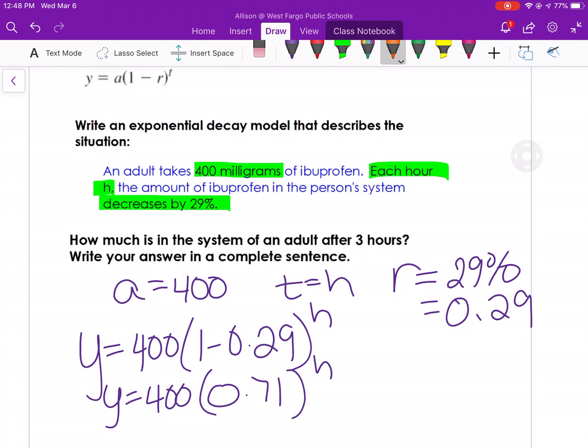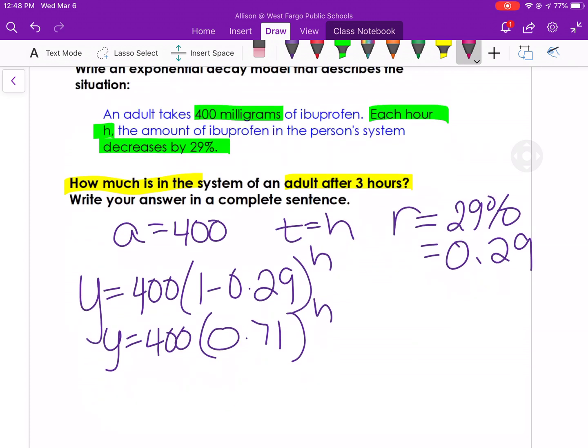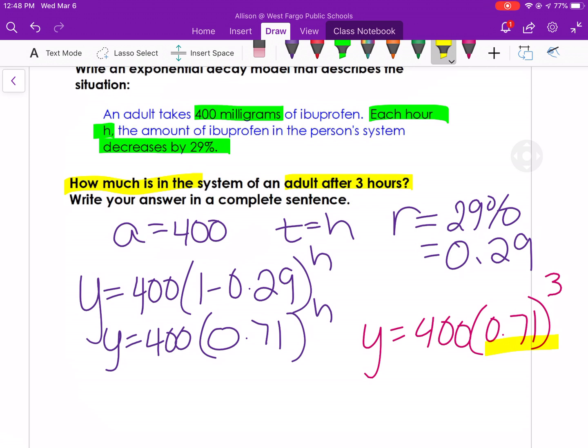Then our question asks us how much will be in the system after 3 hours. So that means that our y here represents the amount of ibuprofen left in your system. So if I plug in 3 hours, so 0.71 to the third power times 400, you end up with 143.16, and that was going to be in milligrams. So that's how much is in your body that's left.